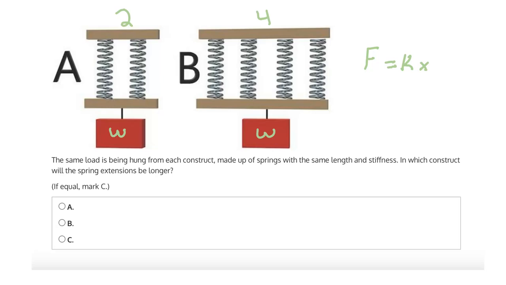So if we were to write the spring constant for both constructs, starting with A, again, we know the spring constant for a single spring is K. So if there are 2 springs in A, the spring constant is 2K. Likewise, for B, we know single spring constant is K. There are 4 springs in B, so therefore the spring constant is 4K. So this is a 2x increase in the spring constant, which is indicative of how difficult it will be to stretch or compress that system.